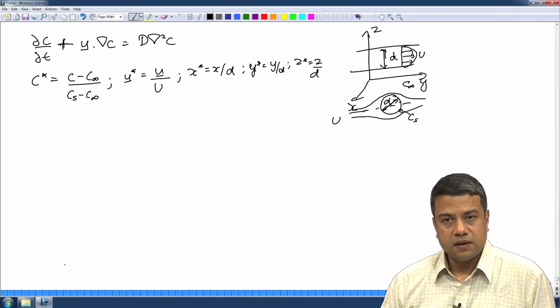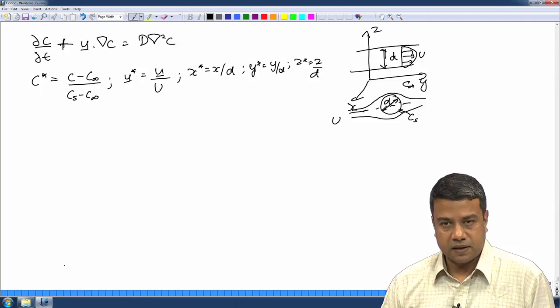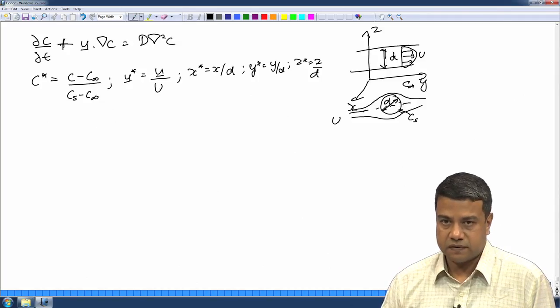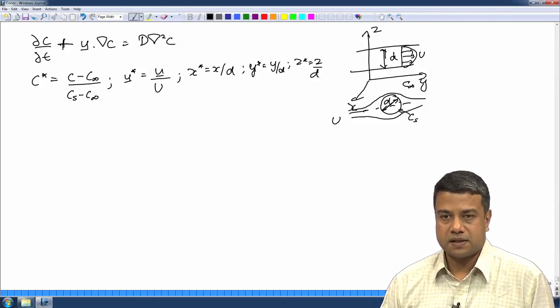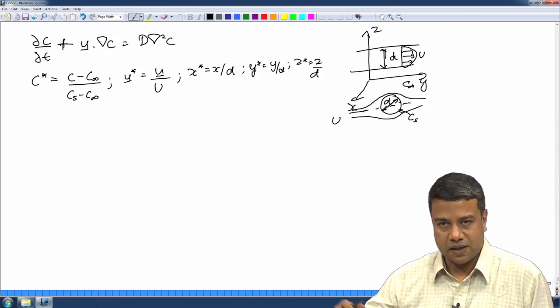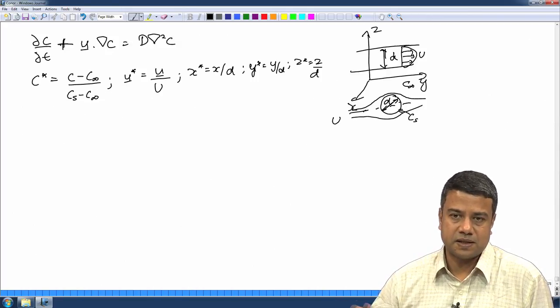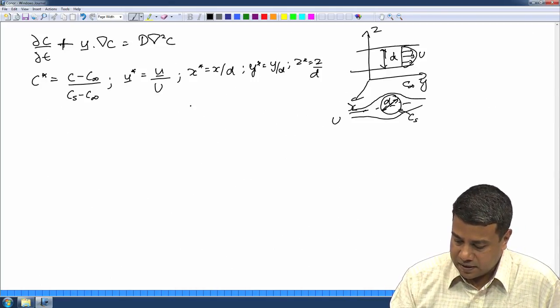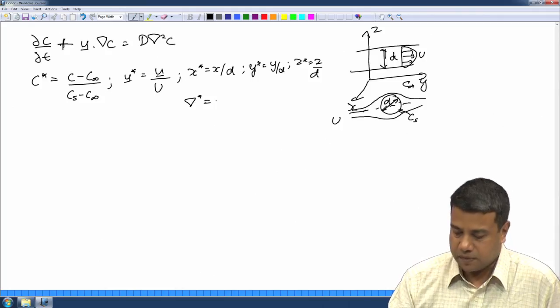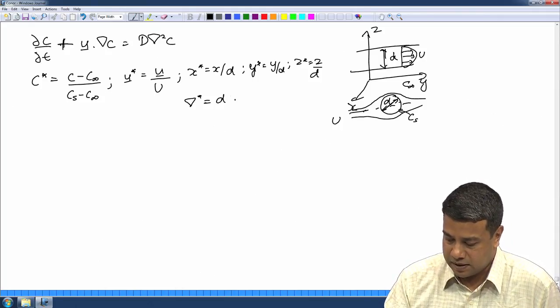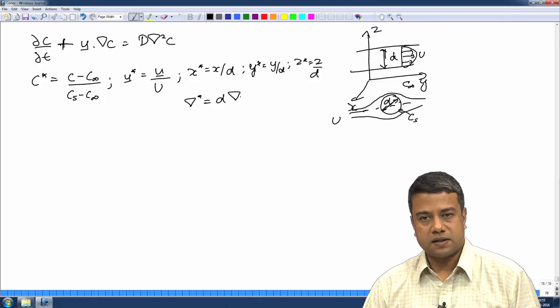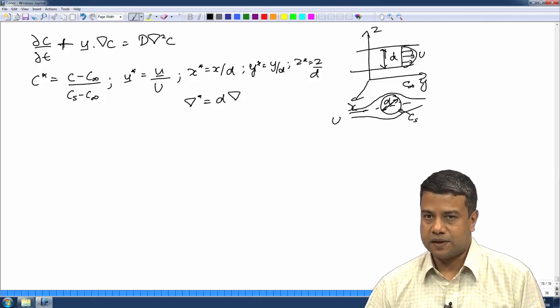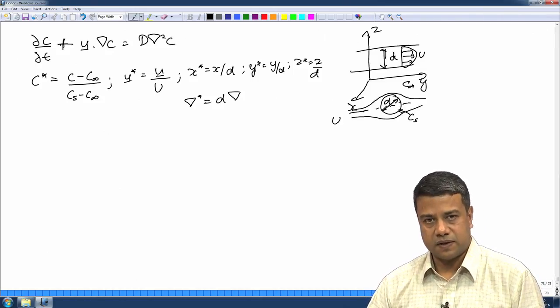Since the gradient operator has dimensions of inverse of length, it is d by dx times ex plus d by dy times ey plus d by dz times ez, or similar expressions in other coordinate systems. I can write a scaled gradient operator as d times grad. This is dimensionless because the gradient operator has dimensions of 1 over length.